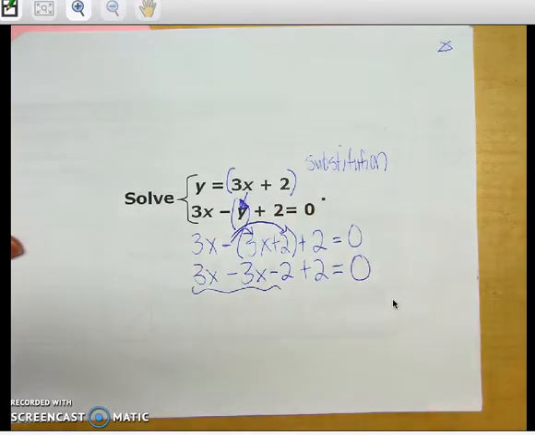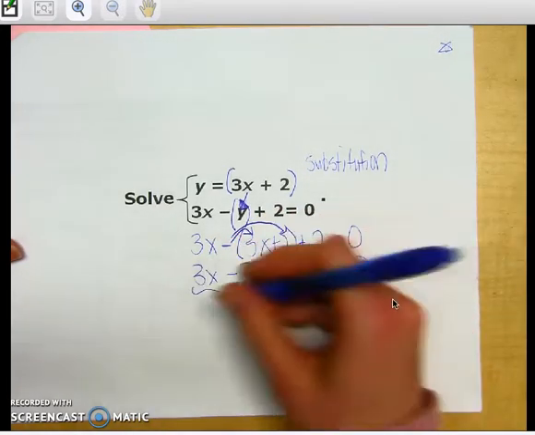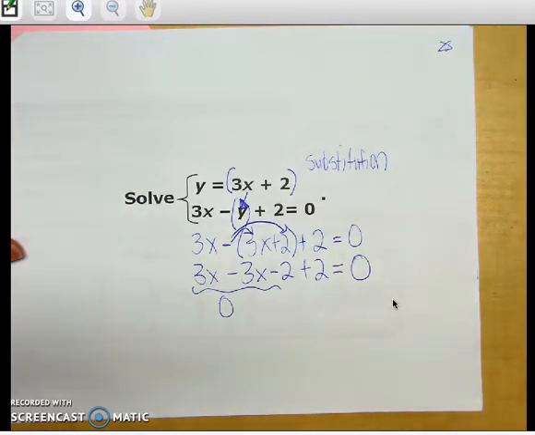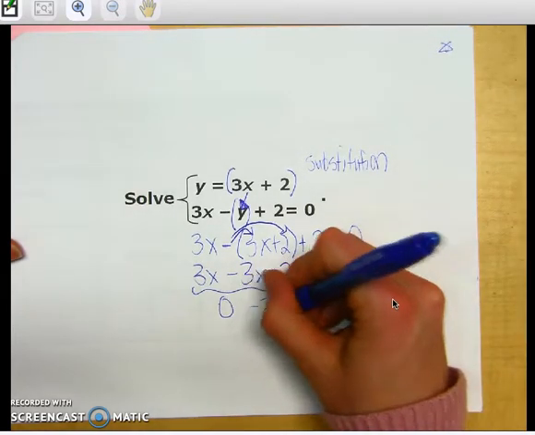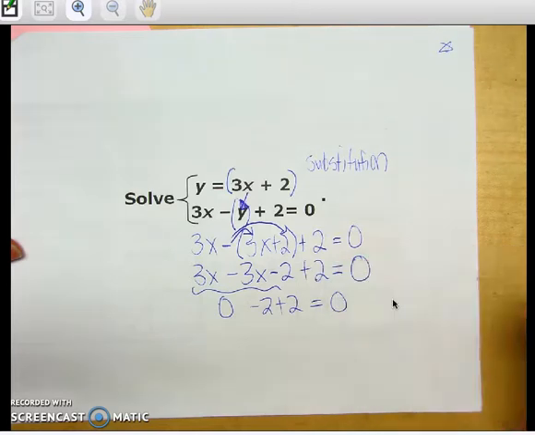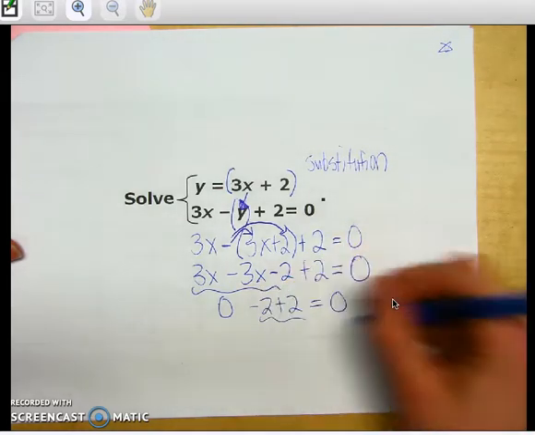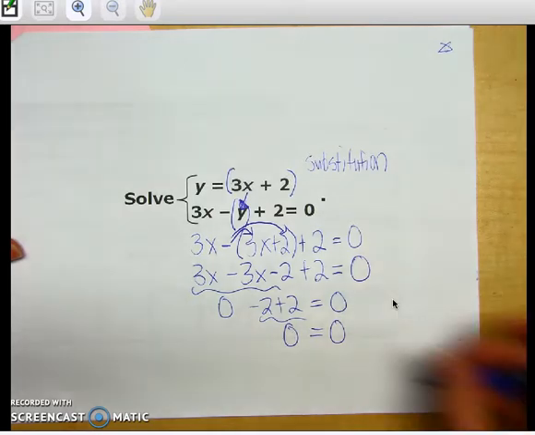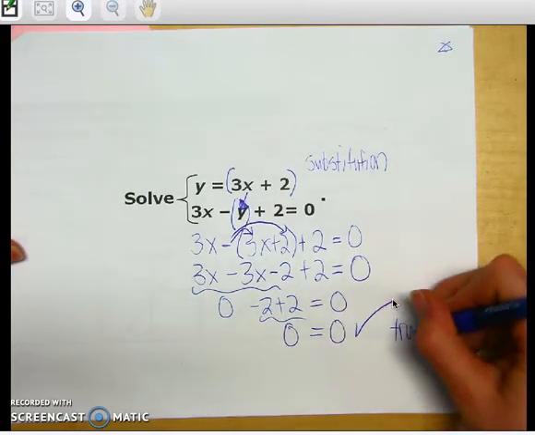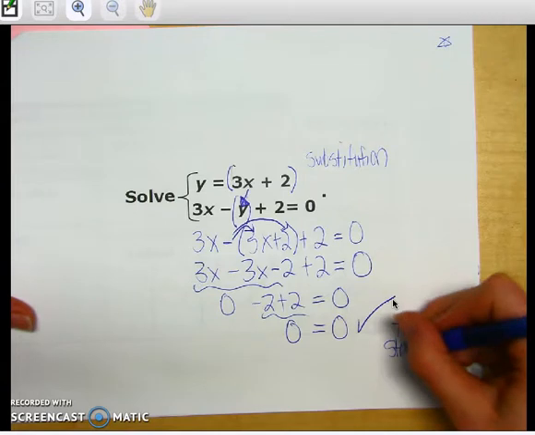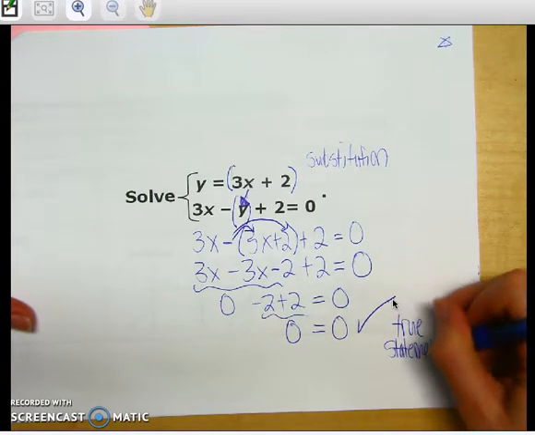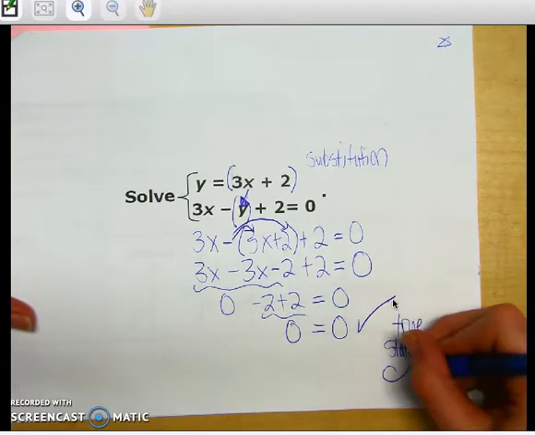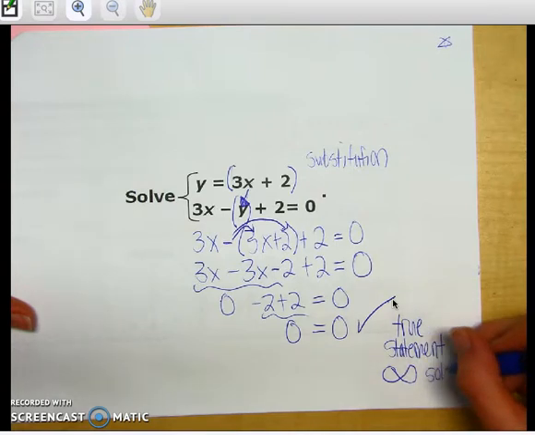Once again, you're going to notice the same thing happens. 3x minus 3x is 0. And then I end up with negative 2 plus 2 equals 0. And isn't negative 2 plus 2 0? Since this is a true statement, you're going to get infinite solutions.